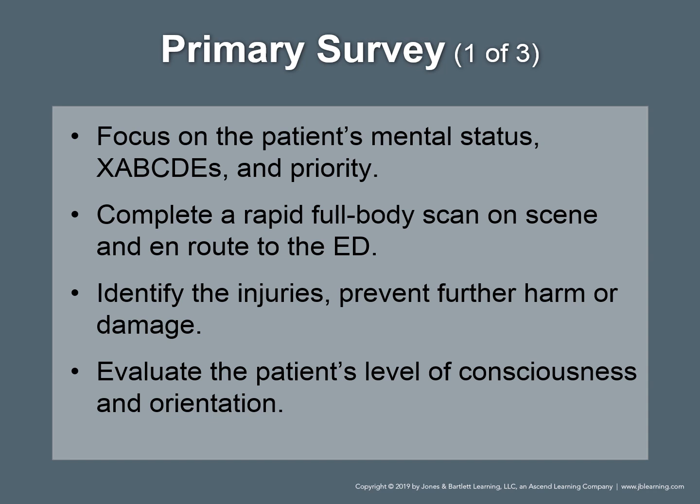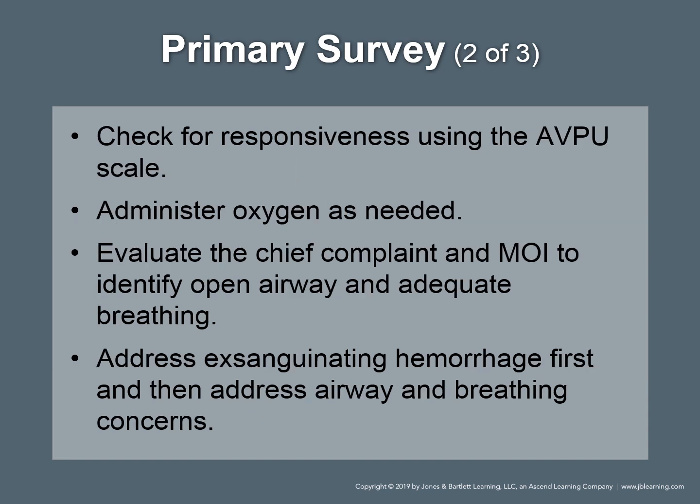And en route to the ED, you want to continuously reassess your interventions. Big thing is make sure when you splint somebody that you didn't wrap the splint too tight and cut off circulation, or that they're not swelling so much that you're cutting off circulation. Identify the injuries, prevent further harm. Evaluate your patient's level of consciousness. Check responsiveness using AVPU. Alert, verbal, painful, or unresponsive. Give oxygen if they need it.